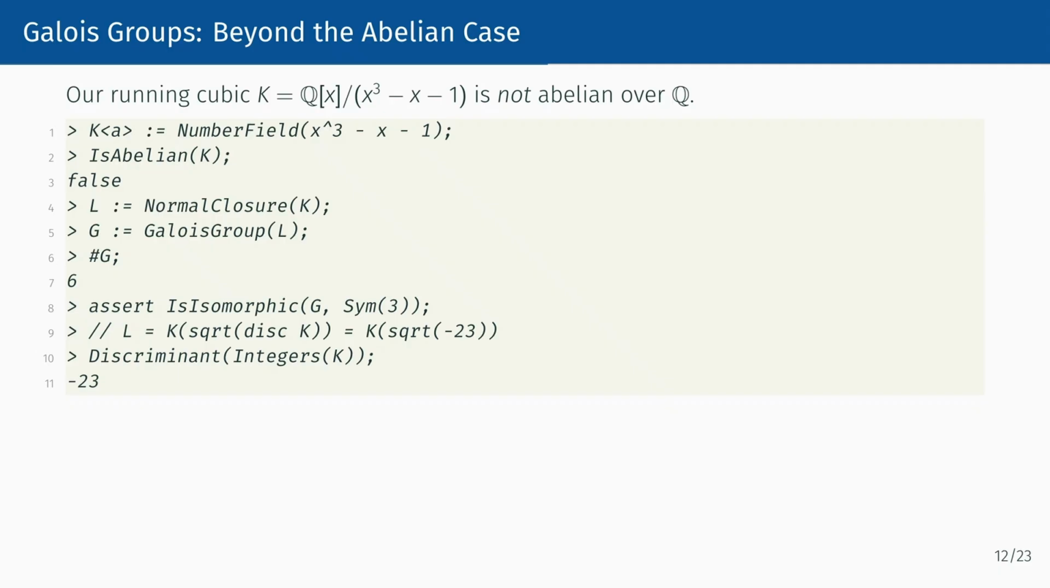We can also look at the discriminant of the ring of integers of this field and see that it's minus 23. So if you use the fundamental theorem of Galois correspondence, you will see after a little work that it's not surprising that L is actually the extension of K by this square root of minus 23.